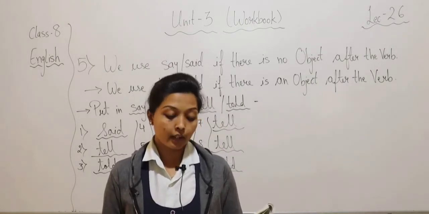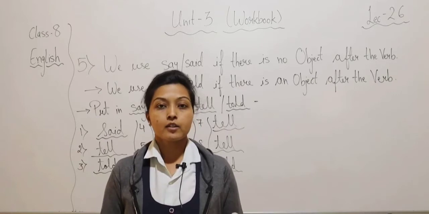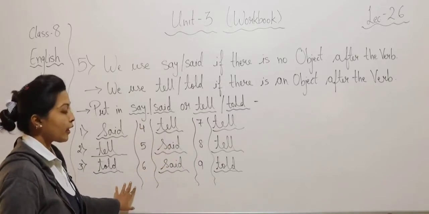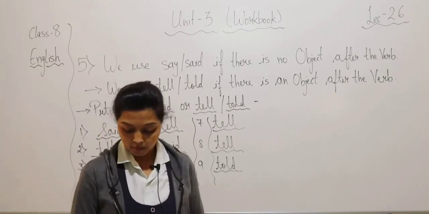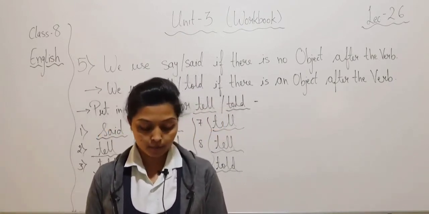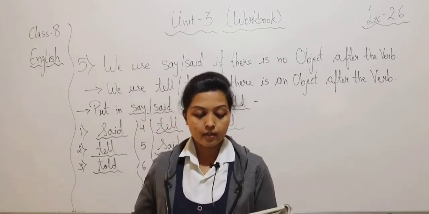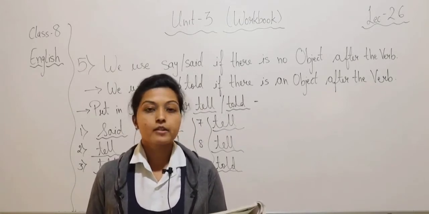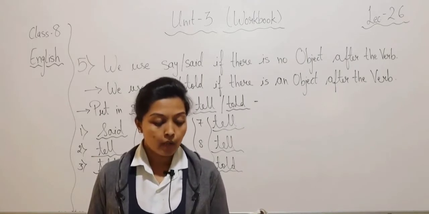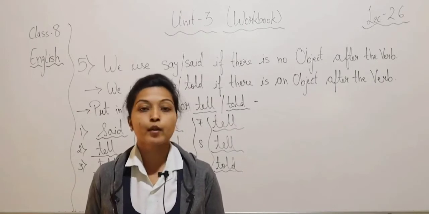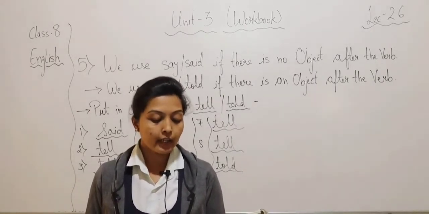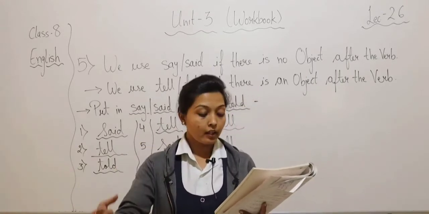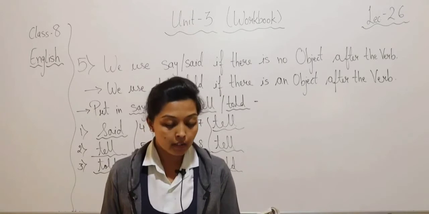Now, Mohan said, I have no money in my pocket. Here said is a reporting verb, and I have no money in my pocket is reported speech. So, first of all, you have to write this down with the complete sentence in your notebook. Just pay attention to what is given after this exercise. Mohan said that he had no money in his pocket.